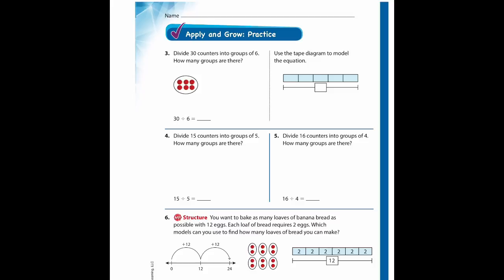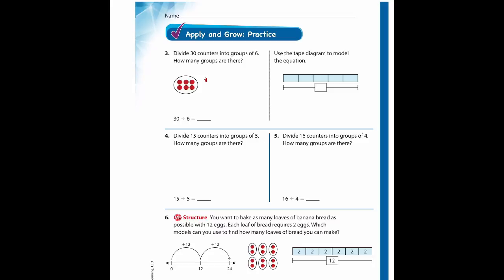Okay. All right, so you can try number 3 on your own. I am going to just finish it here, and you can finish it on your own. So pause me and try number 3 on your own, and then come back and check your answer. So 30 counters in groups of 6.